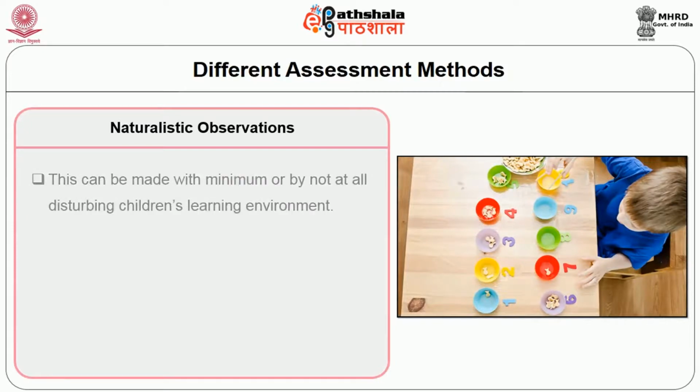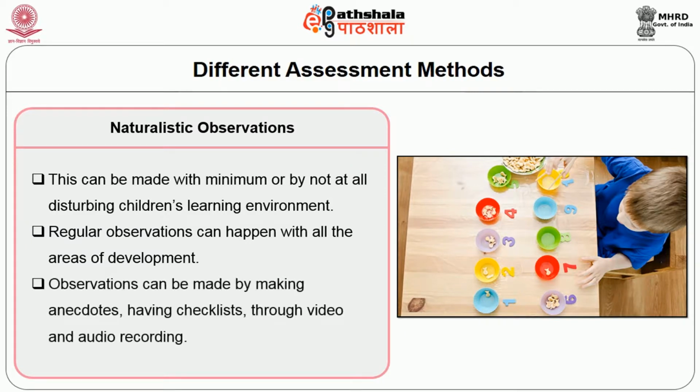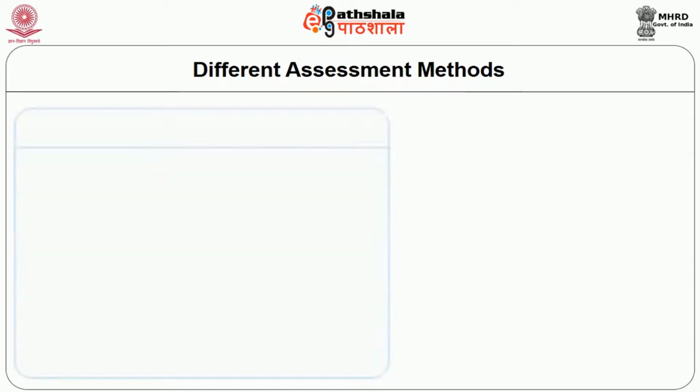Naturalistic observations can be made with minimum or no disturbance to the children's learning environment. Regular observations can happen with all the areas of development. Observations can be made by making anecdotes, having checklists, and through video and audio recording.